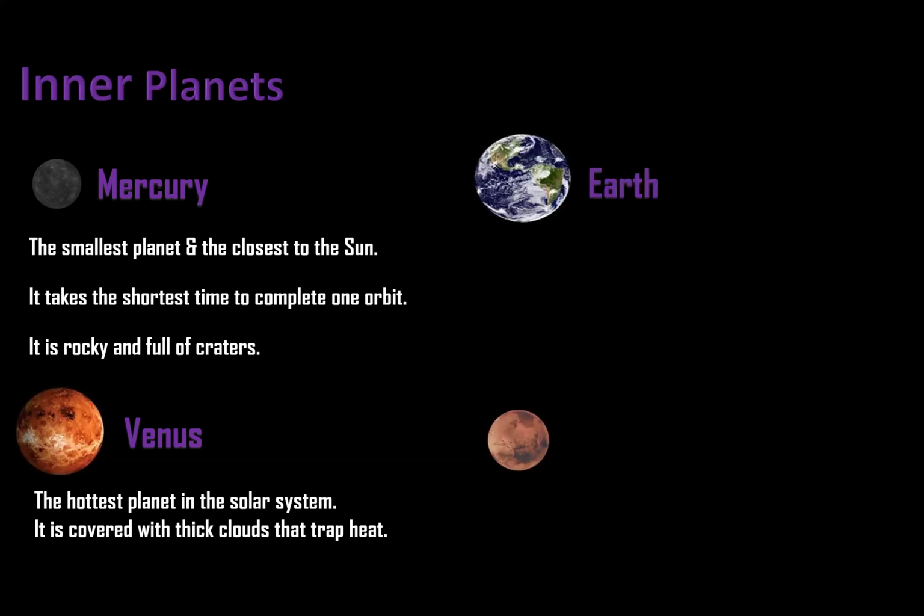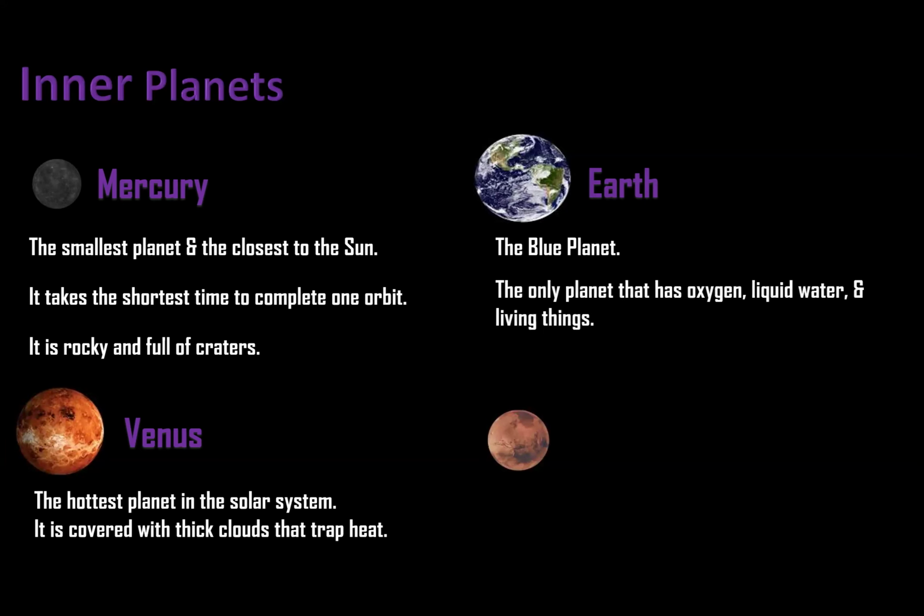The third planet is Earth, and it is called the blue planet. It is the blue planet because it's mostly covered with water. As you know, about 71% of Earth is covered with oceans. And it is the only planet that has oxygen, liquid water, and living things. You know that living things need oxygen and water, and the Earth is the only planet that has them. So this is the only planet that has life.